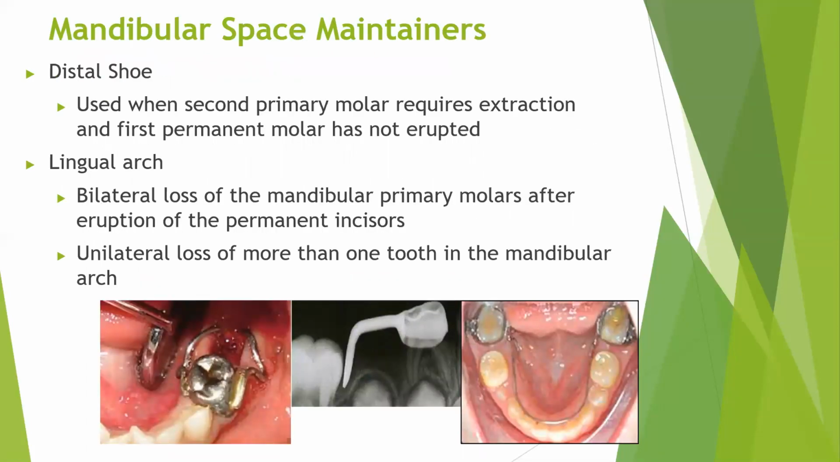Mandibular space maintainers, what are these and what are some examples? We have a distal shoe, which is used when the second primary molar requires extraction and the first permanent molar has not erupted. A lingual arch is used when there is bilateral loss of the mandibular primary molars after eruption of the permanent incisors, and unilateral loss of one or more teeth in the mandibular arch.